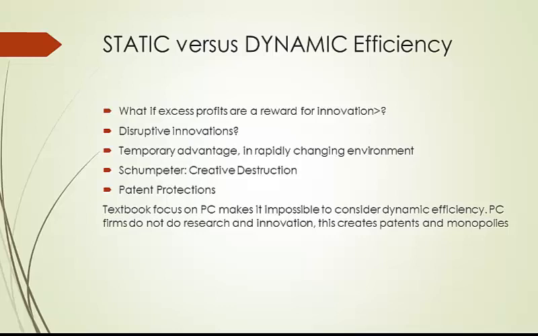So what Schumpeter says about capitalism is that it is a process of creative destruction where continuously innovation is taking place, which drives the older firms out of business. It destroys old firms, but new, better firms come into the picture. So the textbook focus on perfect competition makes it impossible to consider dynamic efficiencies.